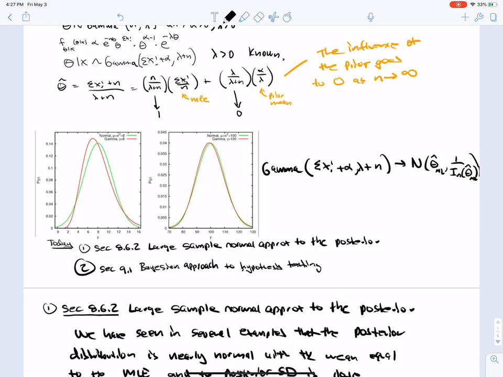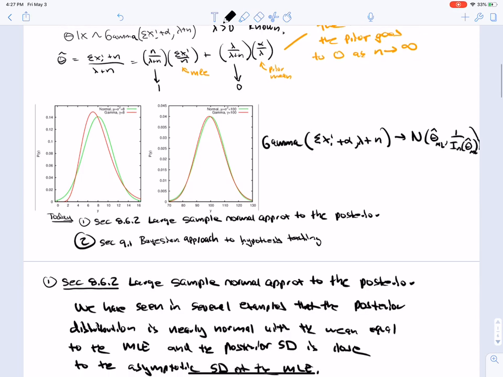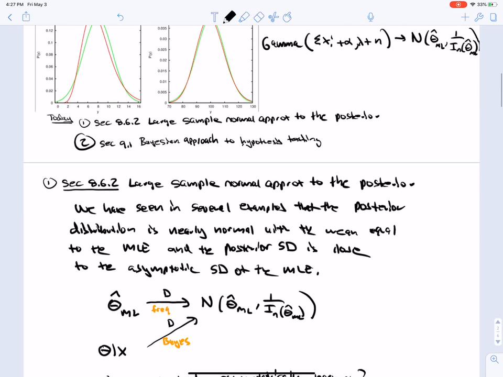So today we're going to go over section 8.6.2, talking about a large sample normal approximation to the posterior. As well, we'll talk about the Bayesian approach to hypothesis testing from section 9.1.